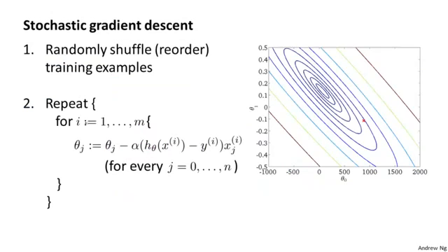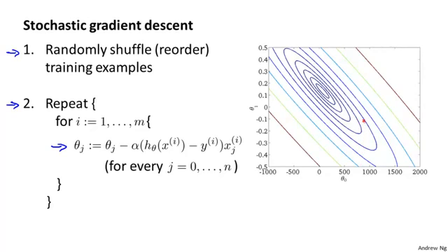So here's the algorithm written out again, where the first step is to randomly shuffle the data, and the second step is where the real work is done, where that's the update with respect to a single training example xi, yi. So let's see what this algorithm does to the parameters.